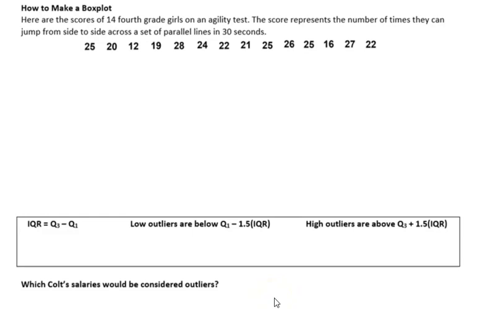Now we're going to learn how to make a box plot. The first thing we need to do is take the data and put it in order from smallest to largest. This data represents the score of 4th grade girls on an agility test. The score represents the number of times they can jump from side to side across a set of parallel lines in 30 seconds. So we see our lowest value is 12, and then we have 16.